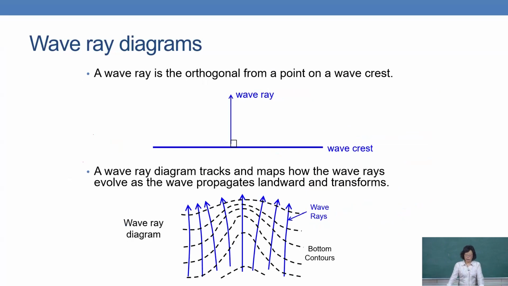And also, we use a way to define. We know the wave crest, and then there is a wave ray. So this line is a wave ray, which is orthogonal to the wave crest. So that's how you are able to define it. And then if you're looking at the contour line at the bottom, over here, the dashed lines are the bottom contour lines. And then how the wave ray propagated.